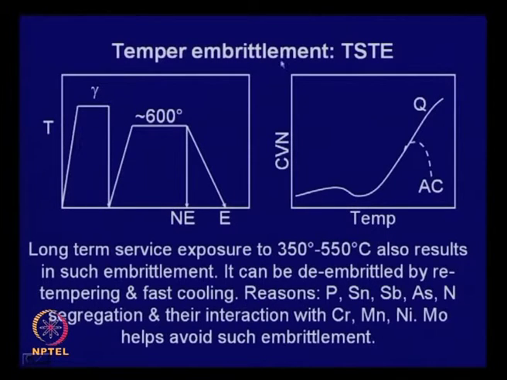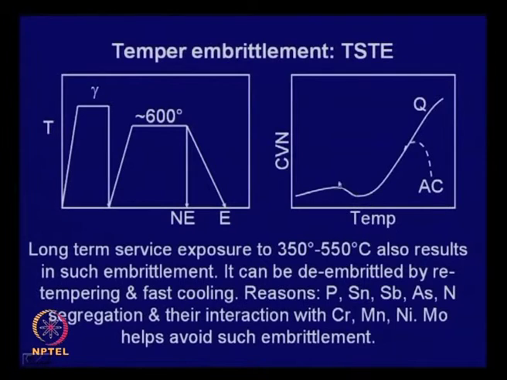Now, temper embrittlement, which is actually a 2-stage process, takes place whenever you heat to the susceptible temperature range, and this is shown here. This is the normal hardening: you heat it to austenite, quench, and then temper at 600 degree centigrade. If you quench after tempering, the toughness is high, but if you cool it slowly, the toughness is low. This is the plot which shows the Charpy V notch value against tempering temperature.